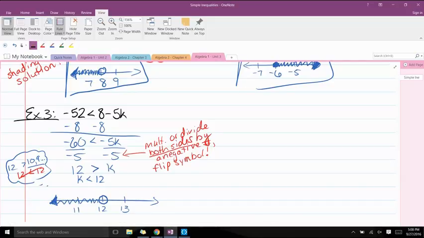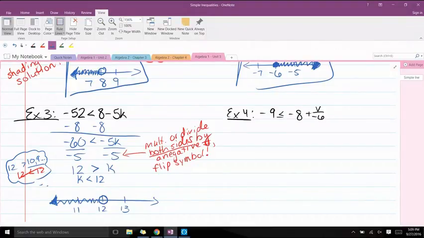Okay, last example. I'm going to go ahead and put an example down here for you guys to try. I want you to pause the video and give it a shot. Okay, it is negative 9 is less than or equal to negative 8 plus v over negative 6. Negative 9 is less than or equal to negative 8 plus v over negative 6. Okay, so go ahead, pause the video, try it, and then come back and see how you did.